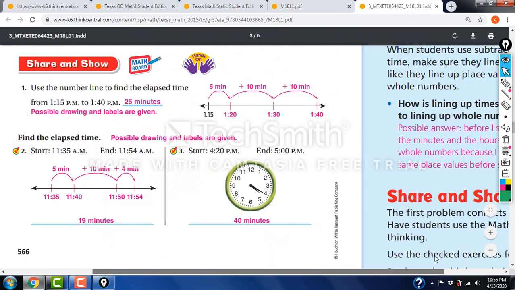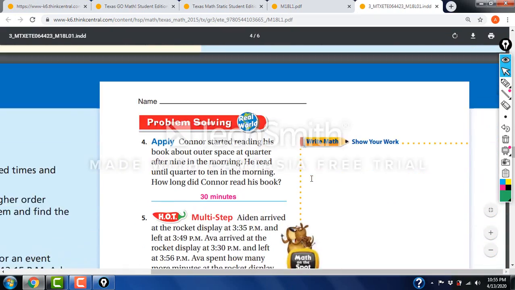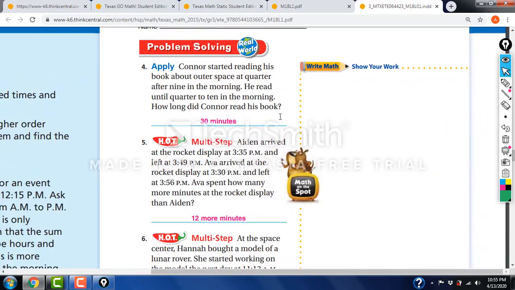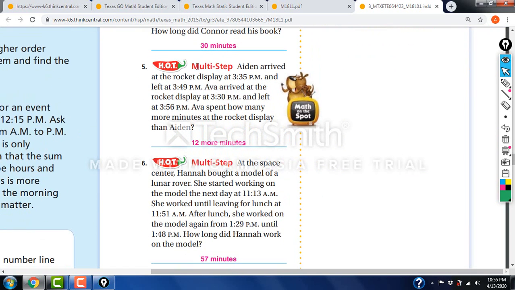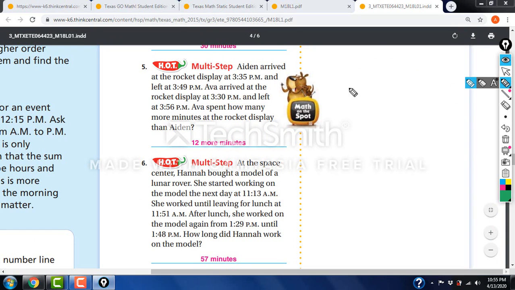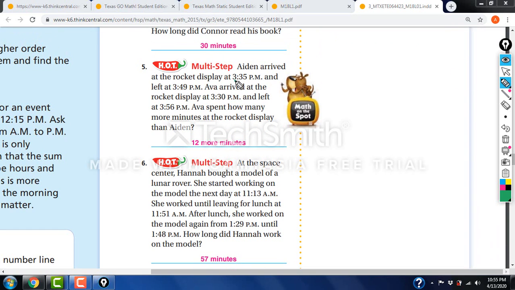Well, welcome back. Let's see how we did. So we already did question number 4. Now we're looking at question number 5. So it says Aiden arrived at the rocket display at 3:35 p.m. and left at 3:49 p.m. So that's Aiden. Okay. So we have to figure out how long it took. We have to figure out his elapsed time. So 3:49, and he started at 3:35. Subtract.